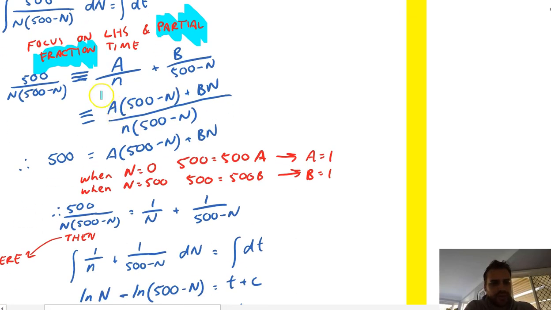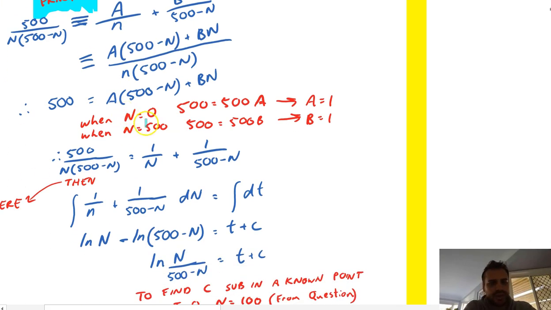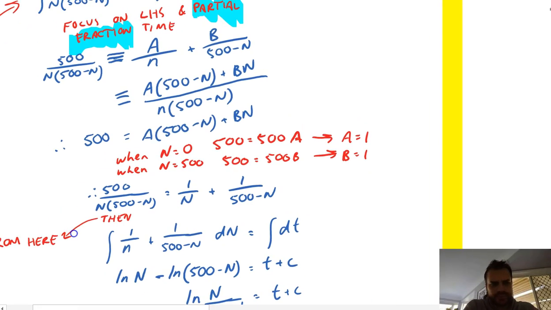So we know that that is equal to that, which means that 500, the numerator of that, is equal to the numerator of that. So 500 is equal to A(500 minus n) plus Bn. And then you just sub in 0 for n, sub in 500 for n, and you'll find out that A is equal to 1 and B is equal to 1. Therefore, the fraction that we started with, 500 over n(500 minus n), is equal to 1 on n plus 1 on 500 minus n.